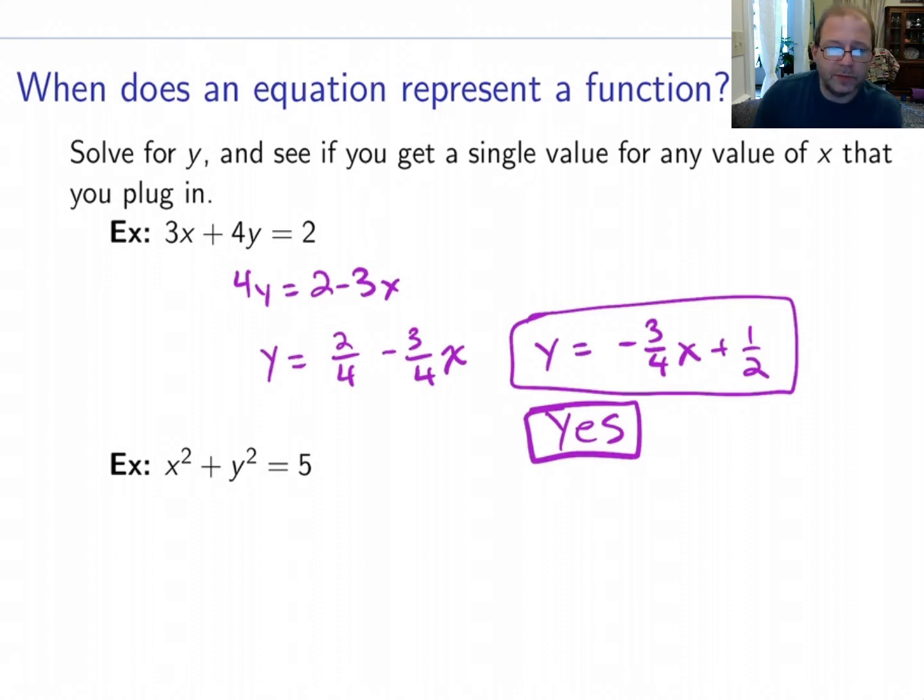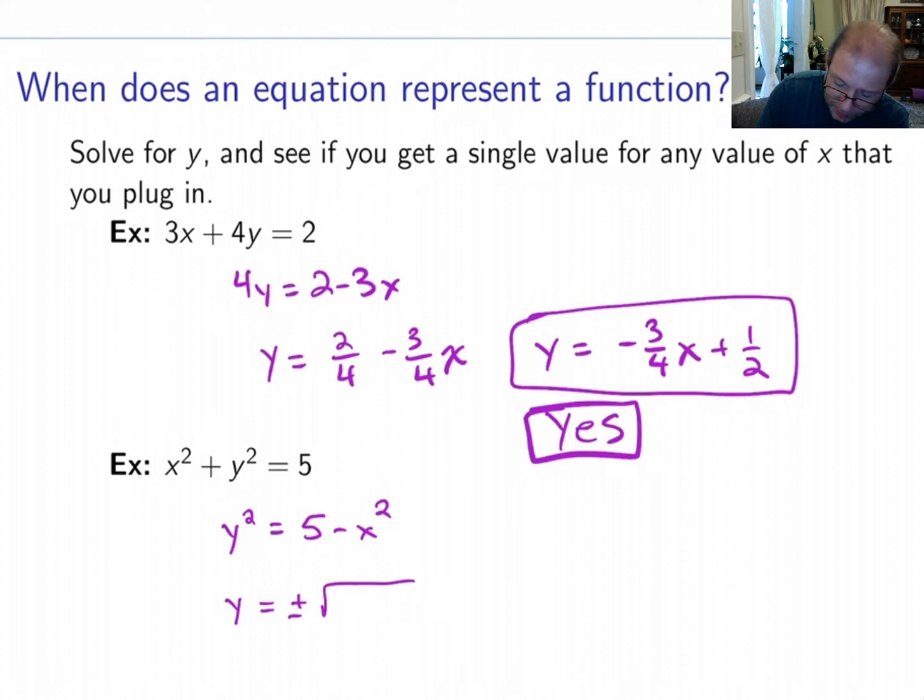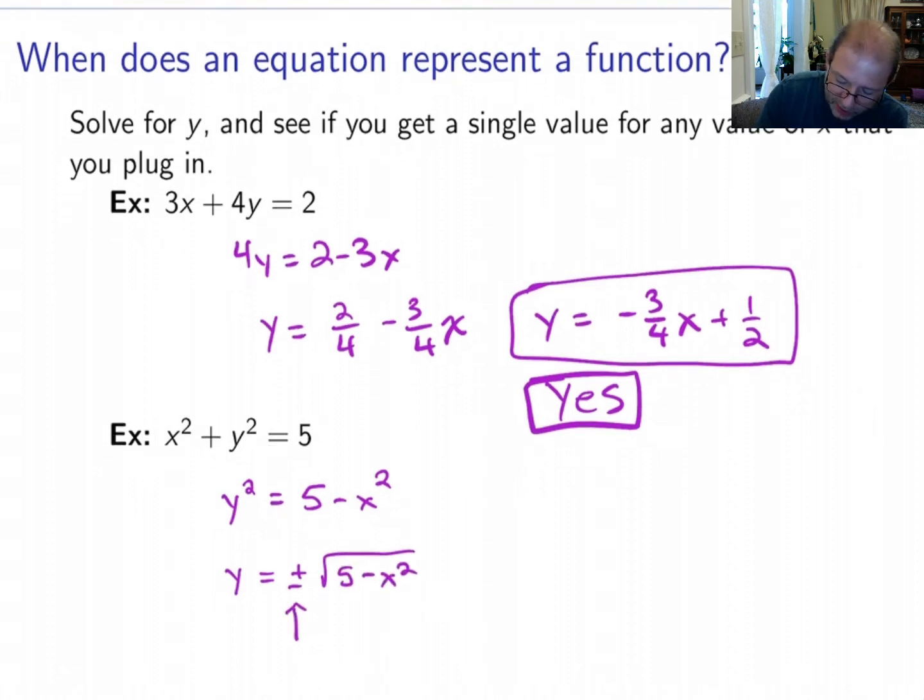Now this next one, x squared plus y squared equals 5. You might look at that and say, oh, that's a circle with a radius of square root of 5. But let's pretend we didn't know that. If you just solve it out for y, you get y squared is 5 minus x squared. When you take the square root of both sides, you have to put plus or minus here. And it's this plus or minus that tells us that it's not a function.